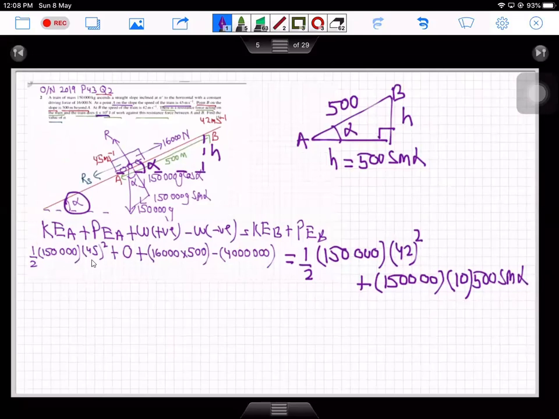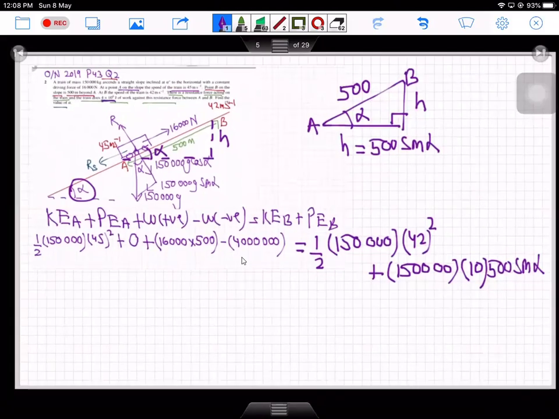Just solve this equation. So first of all, we have 150,000 multiplied by 45 square and then divide by 2. Then add 16,000 times 500 and subtract 4 million joules from it. So minus 4 million. This gives you 155,875,000. This is equal to 150,000 multiplied by 42 square and then divided by 2.